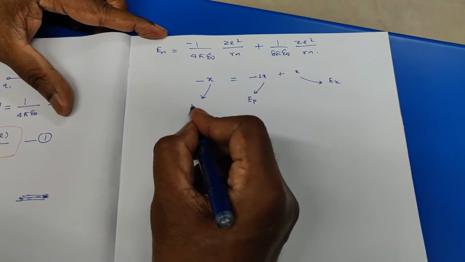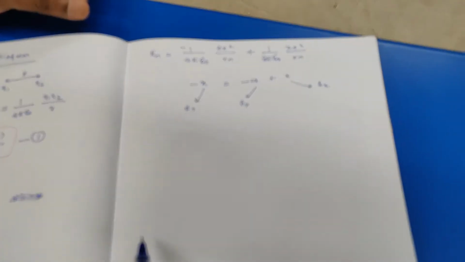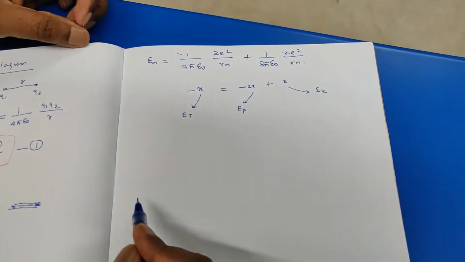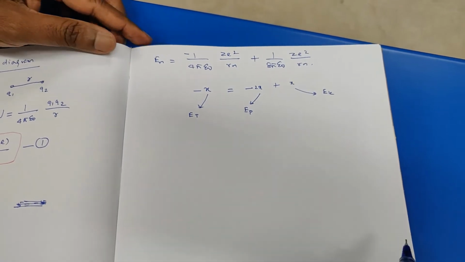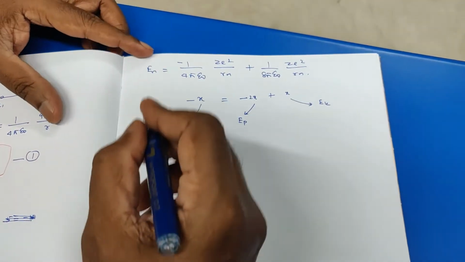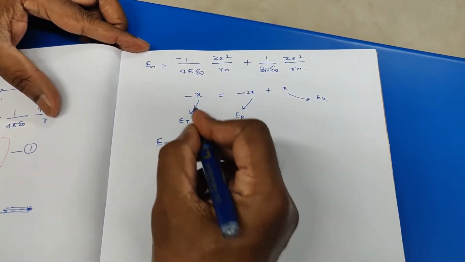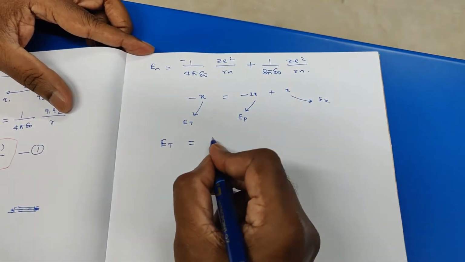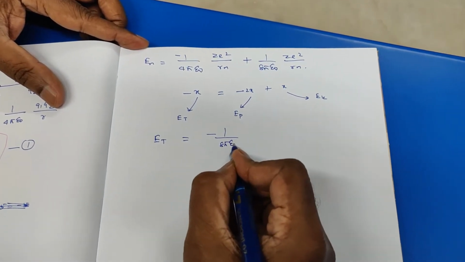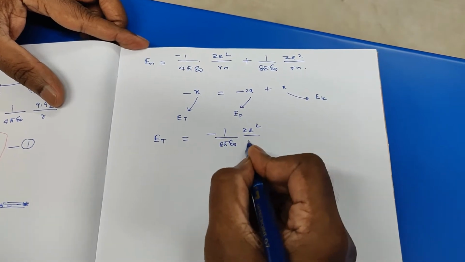What is this minus x? That is the total energy. So you should understand this one. Next, what is the total? It is minus x. The total of this is minus 1 by 8 pi epsilon naught Ze square by Rn.